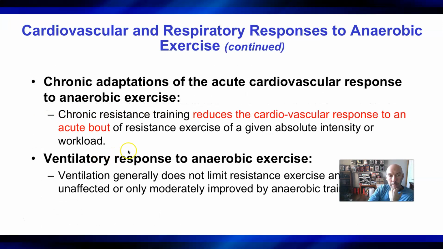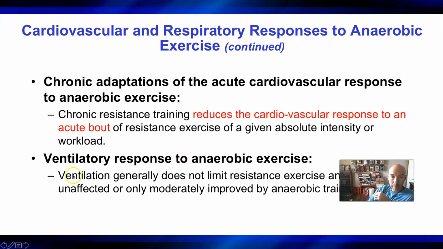Other adaptations to mention: because of that increase in stroke volume that occurs with the heart increasing in size, heart rate would be reduced. That's the trade-off. The more blood you pump out per beat, the less beats you need per minute to get that amount of blood out that the body needs. So chronically, resistance training can reduce the cardiovascular response to that activity. Again, that's because stroke volume has gone up. You're pumping out more blood per beat, therefore the heart rate goes down because it compensates.